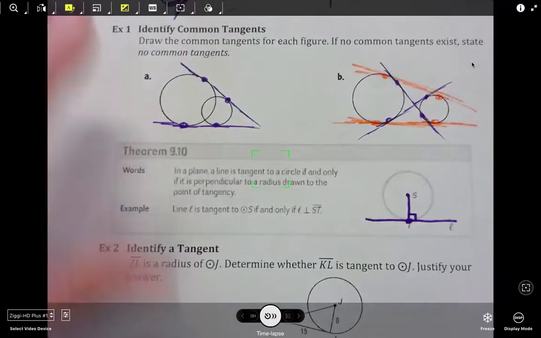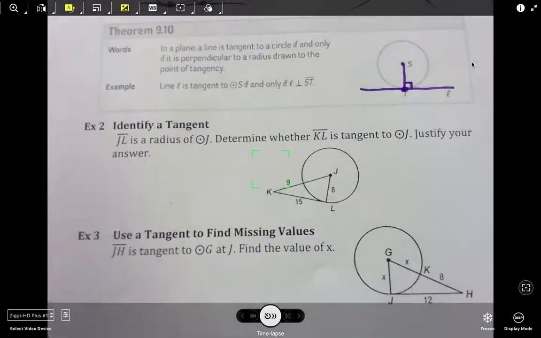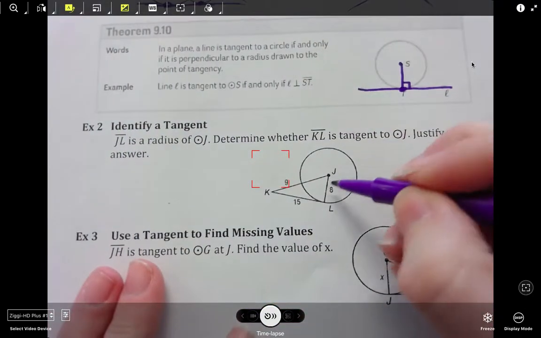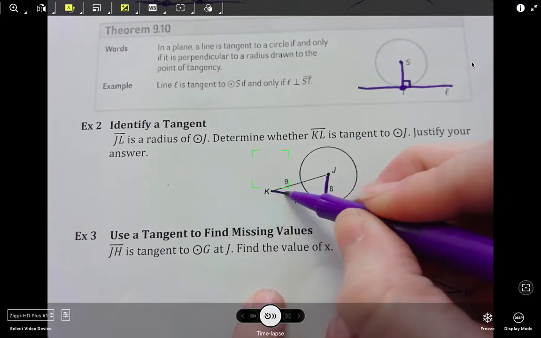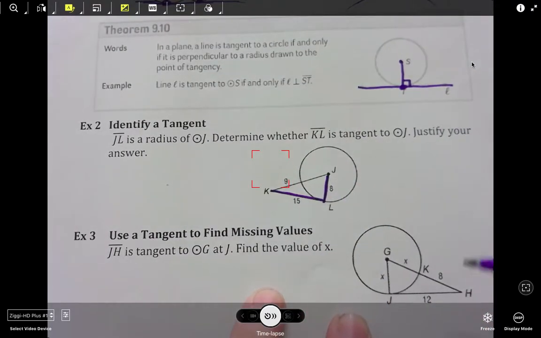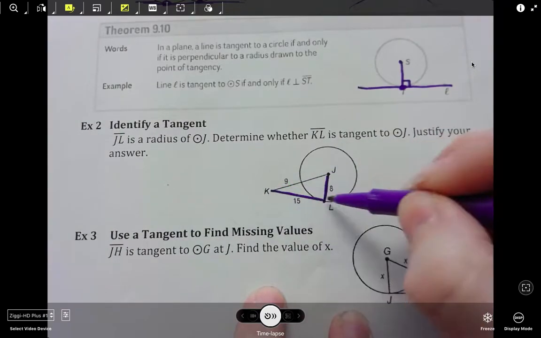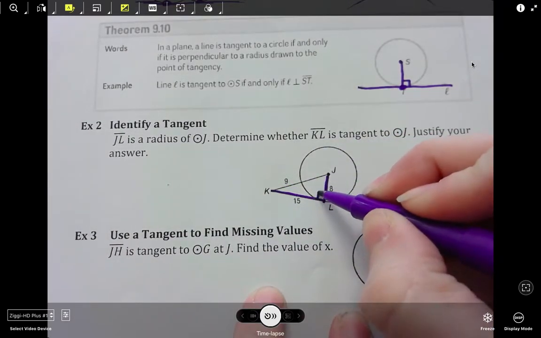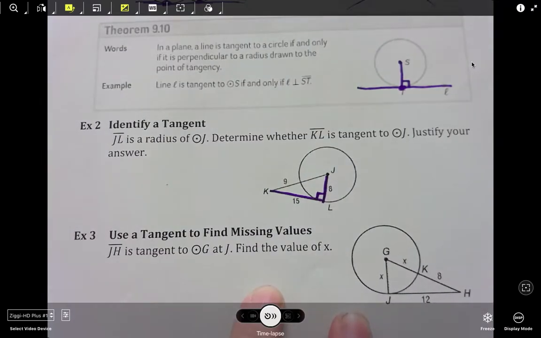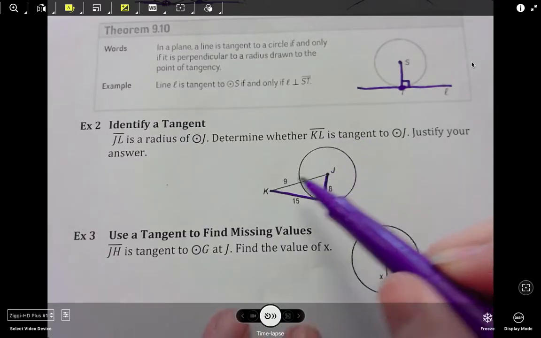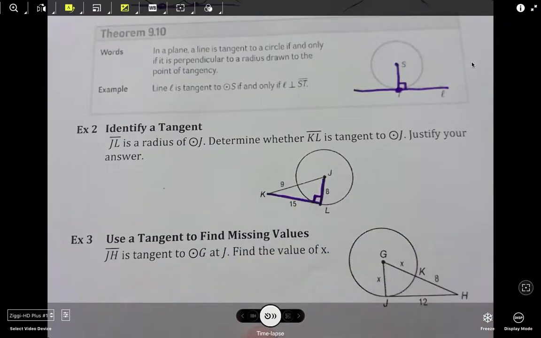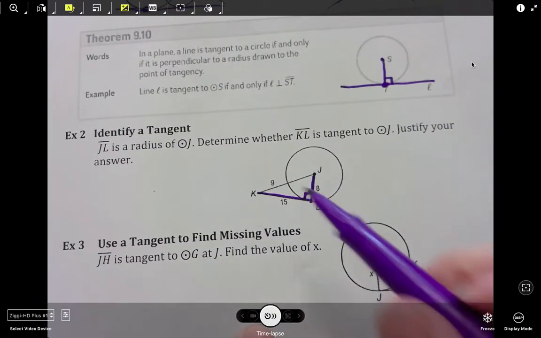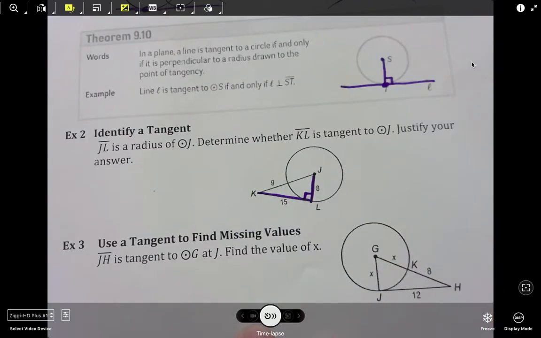So example 2, where we are trying to determine, it says JL is a radius. This guy right here is a radius. We're trying to determine whether or not KL is a line that's tangent. Now, from the theorem that we just had, if this line is perfectly tangent to this circle, this will be a 90-degree angle. Well, they've drawn kind of a right triangle there for us. So basically what we're trying to determine is if this is a right triangle or not. If those numbers match up in the Pythagorean theorem as being a right triangle, then we do know that this line is tangent.